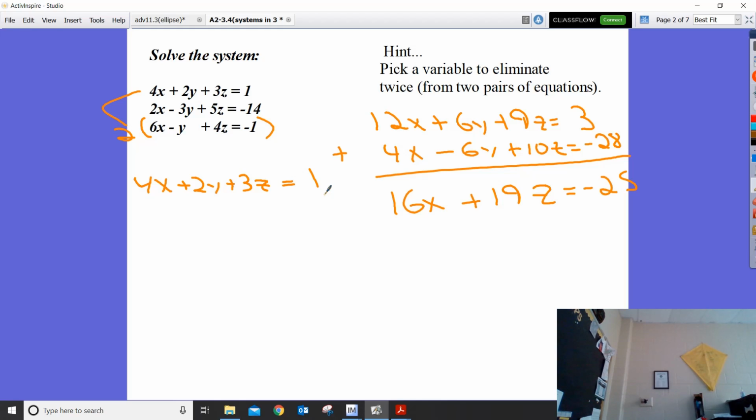Twice 6x is 12x. Twice the negative y is a negative 2y. Twice the 4z is an 8z. And twice the negative 1 is a negative 2. Your choices here are add or subtract, kids. Add. You add these together.